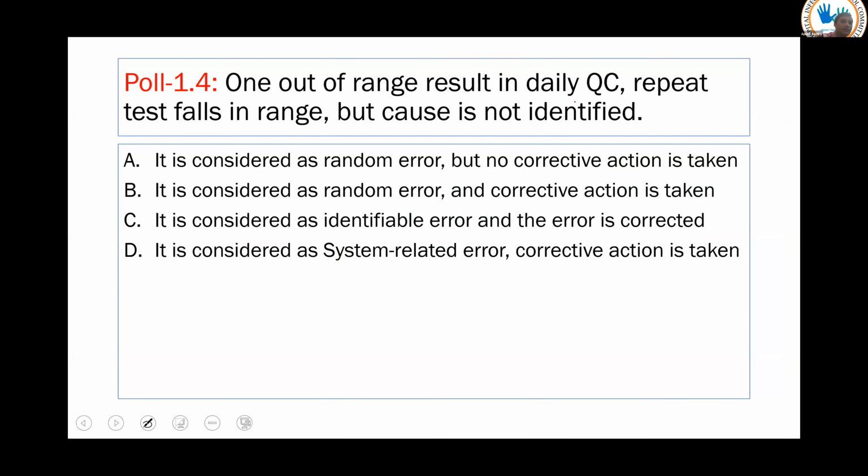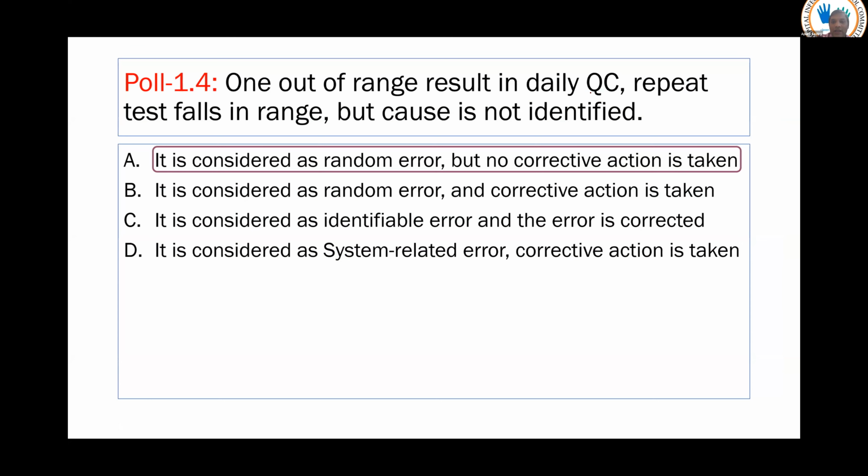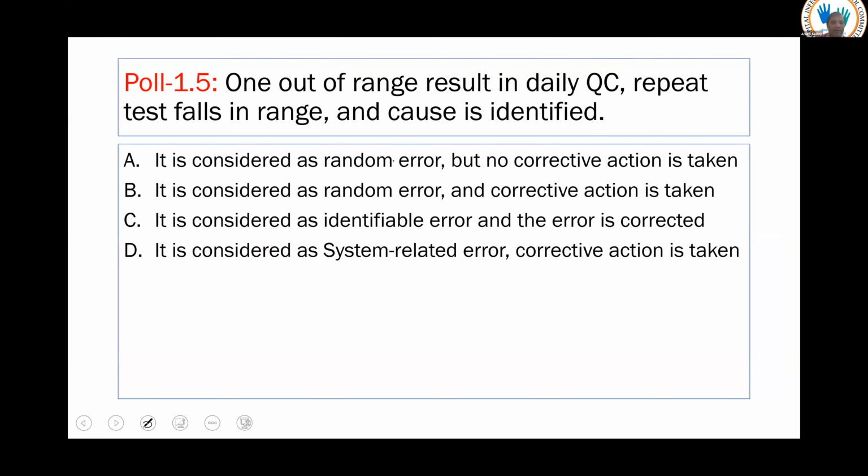Now there are some more MCQs here. There are three MCQs together here. All three MCQs are related to what you have to do if you have a QC fail. This is a question about an out of range QC result in a daily test. In a daily test, if you have an out of range QC result, and only one result is there, no corrective action has to be taken. I will explain all this later, so I'll just show you the answer here.